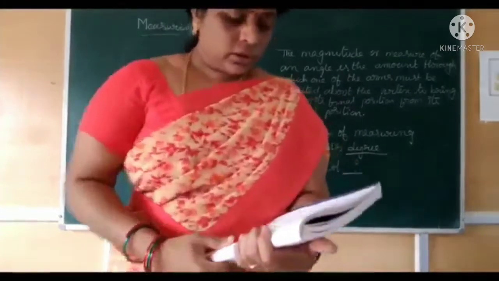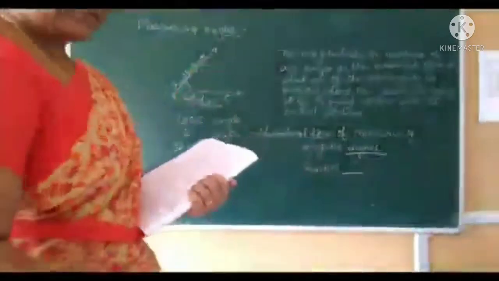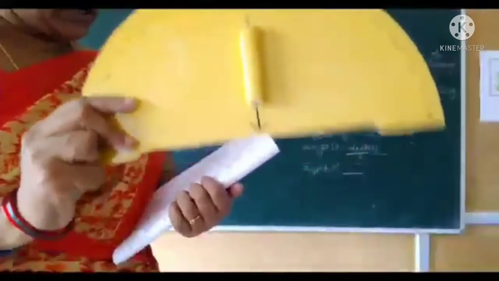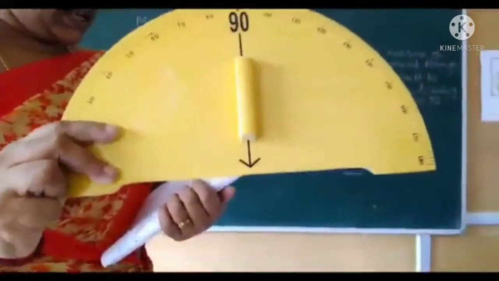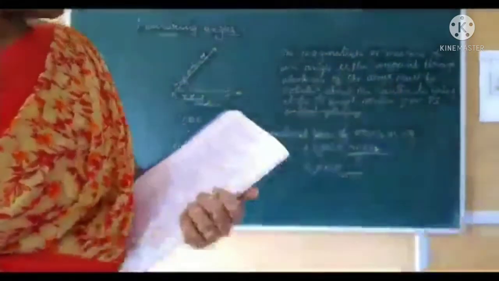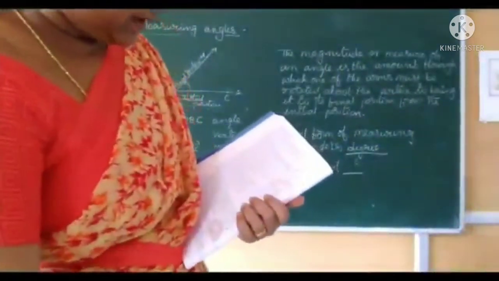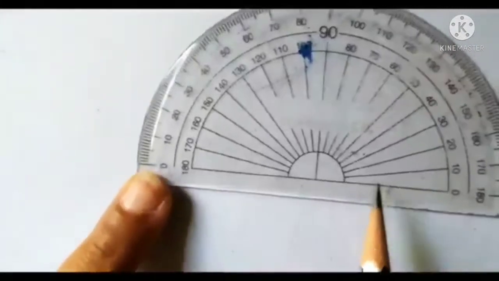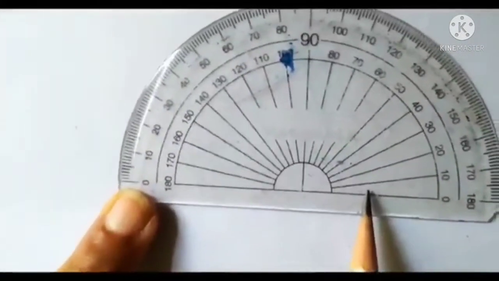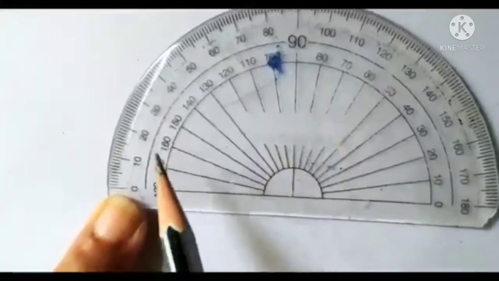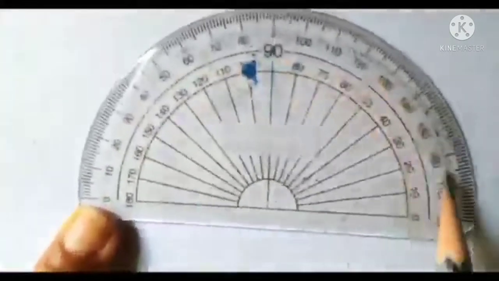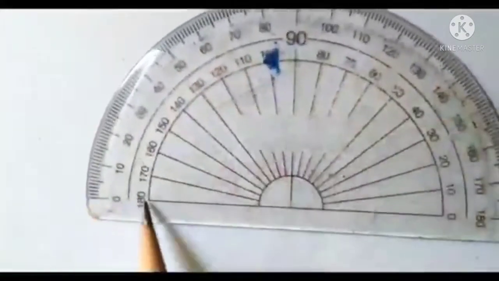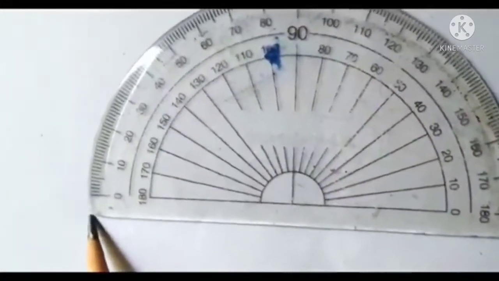The device used for measuring angles is a protractor. It is also used to construct angles of given measures. See here, this is a protractor. It has two scales marked on its curve. One is the inner scale, another one is the outer scale.